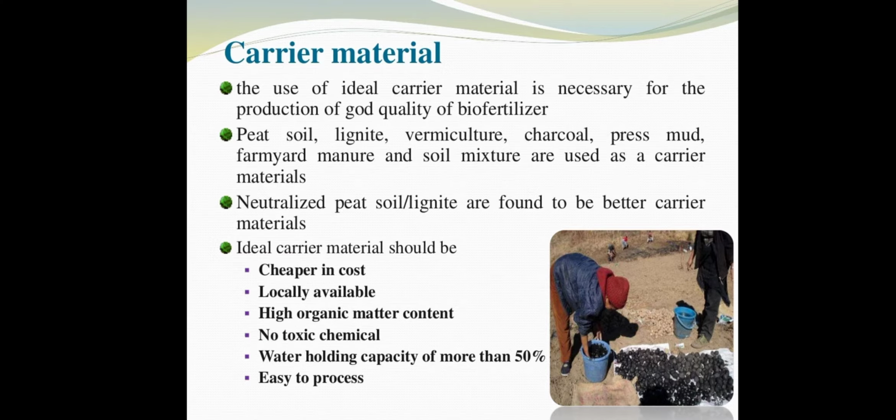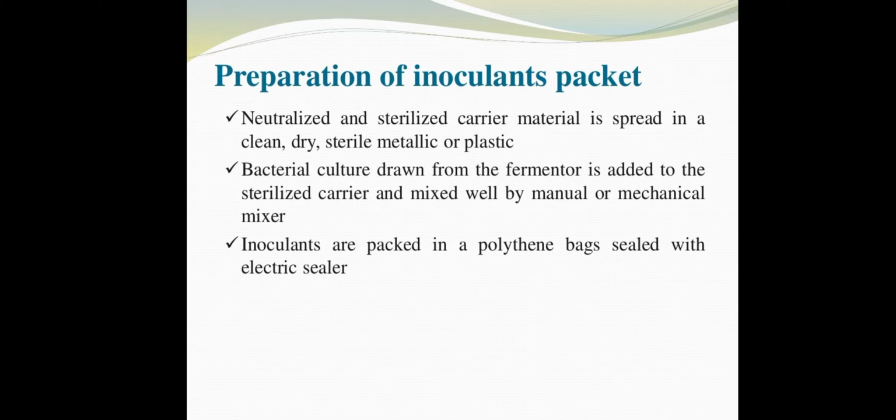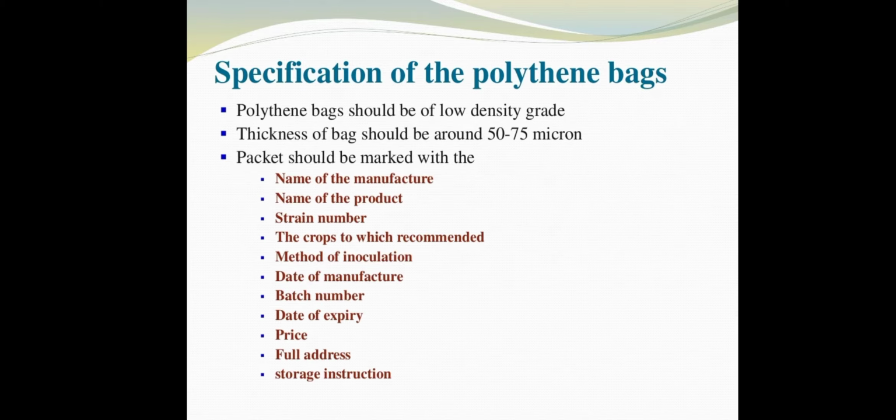Then the use of carrier material in production of biofertilizers. The use of ideal carrier material is necessary for the production of good quality biofertilizers as they maintain the health of the biofertilizer. Then coming to the preparation of inoculant packets, these are the steps followed. Then coming to the specification that a polythene bag requires to maintain the quality of the biofertilizers.